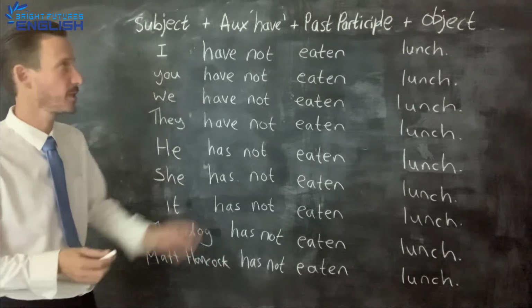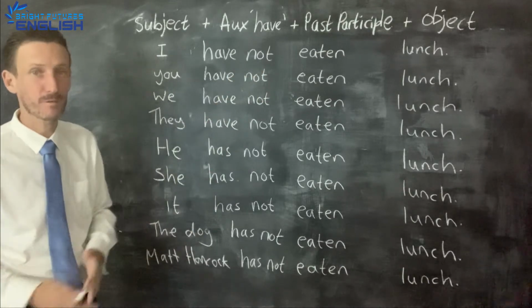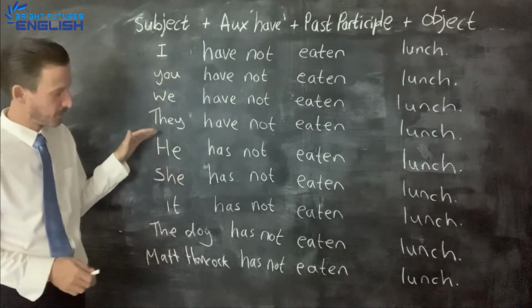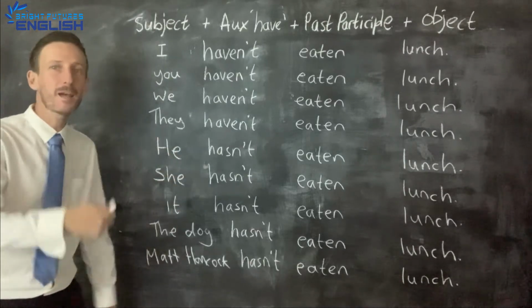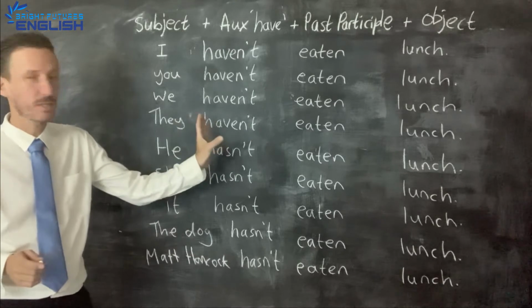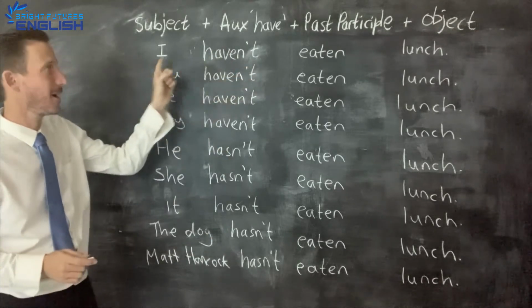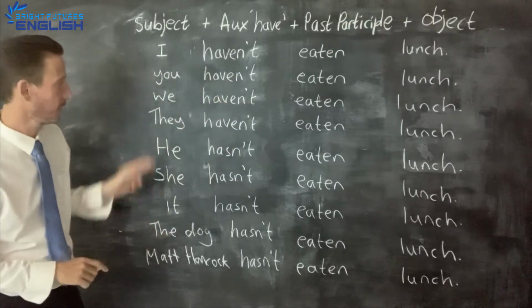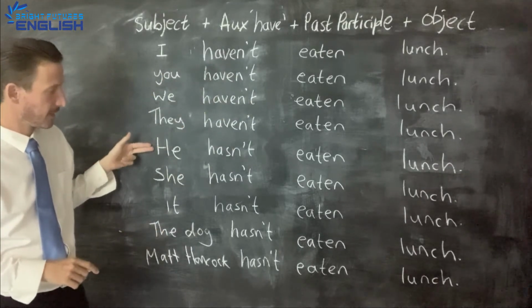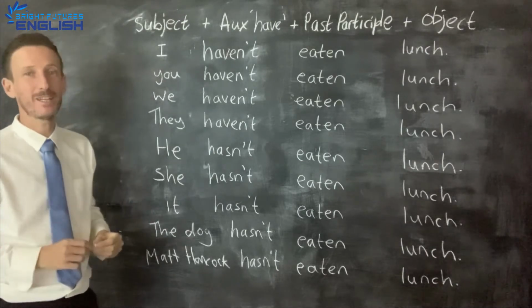For the negative, we just add not after the auxiliary verb. I have not, you have not, we have not, and then down for the third person, has not. And again, when spoken, usually contracted, this time the auxiliary verb with not. I haven't, you haven't, we haven't, they haven't eaten lunch. Third person, he hasn't, she hasn't, it hasn't, the dog hasn't, Matt Hancock hasn't eaten lunch.